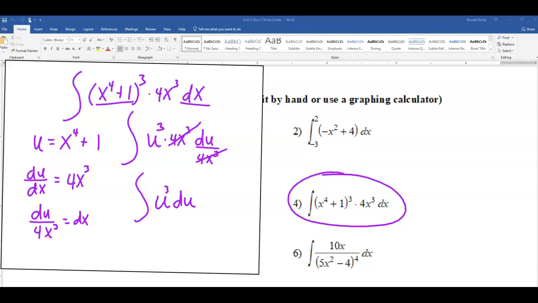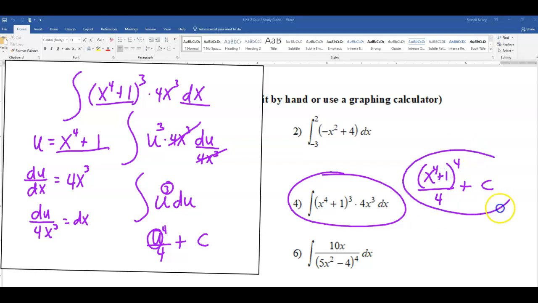So if I follow through with the integration process by adding 1 to the power, and then dividing by that value, don't forget to add your c. There's that, but we do want to put the u value back in at this point. And so if I replace this u with what u equals, we will have as our final answer that.